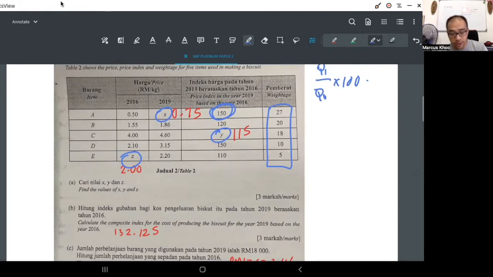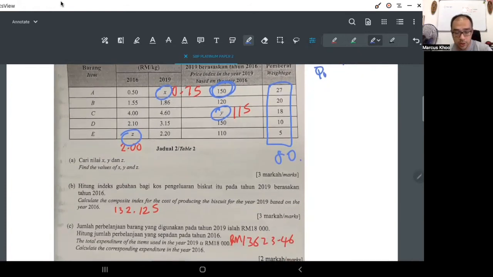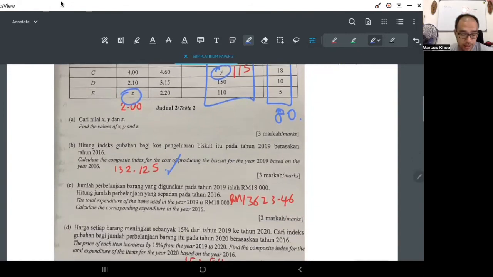Okay, 80, sorry. The total weightage is 80. Just use the price index times the weightage and everything over 80, then you get about 132.125. The not so good thing about this question is that if your B is wrong, your C and your D will also be wrong. So it's a very dangerous question. Make sure you calculate your composite index correctly.